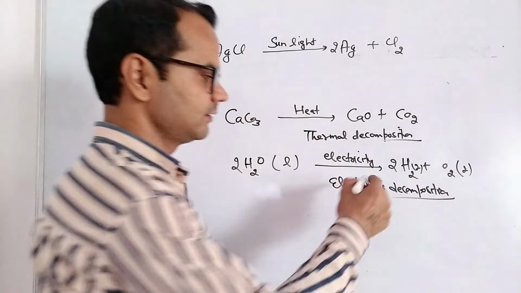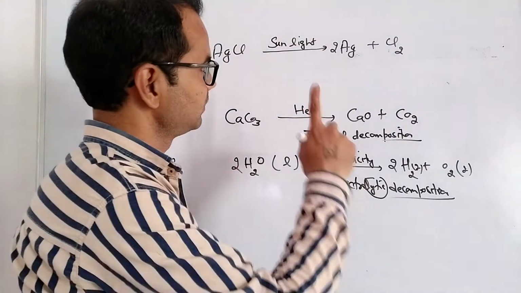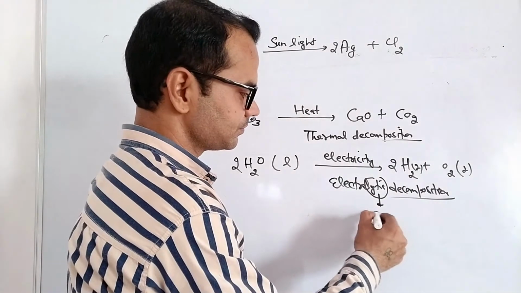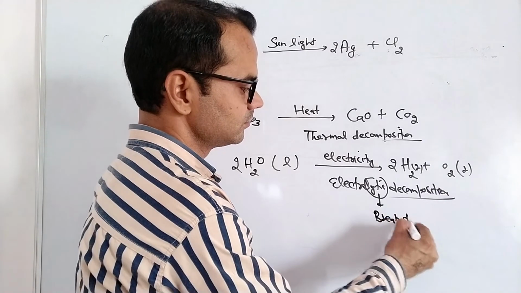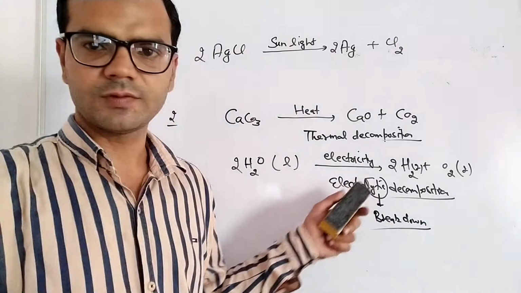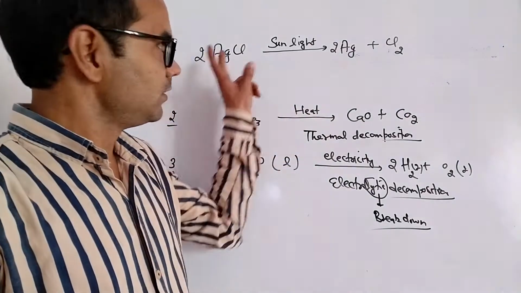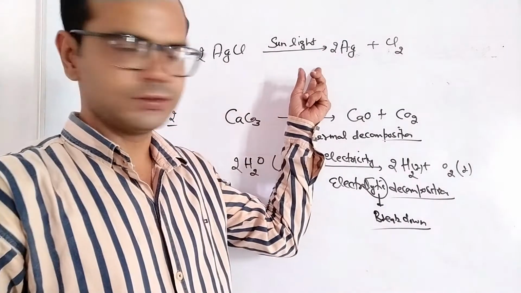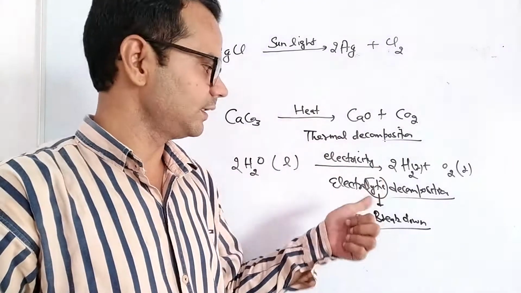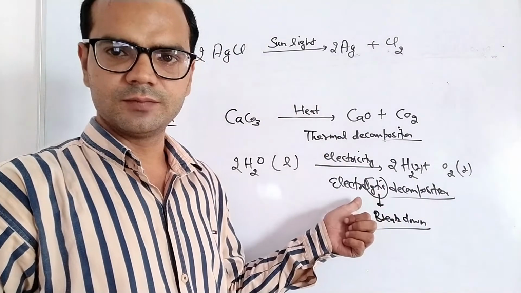Actually, the word lytic is common in these three. Lytic means breakdown, right? So we have three types of reactions: photolytic decomposition, thermal decomposition, and electrolytic decomposition.